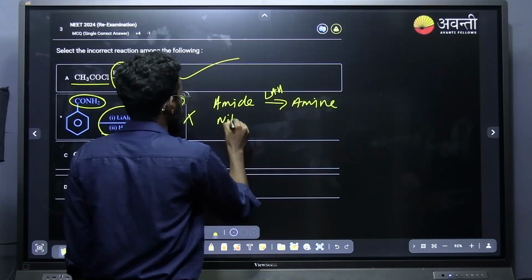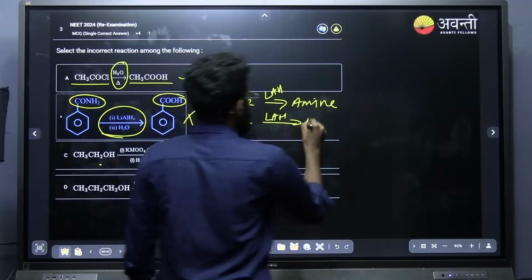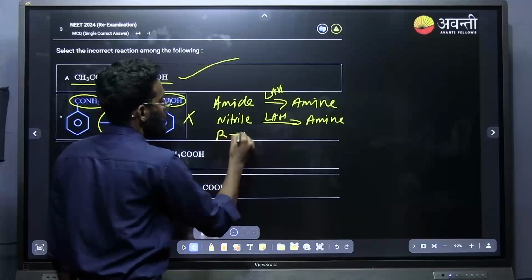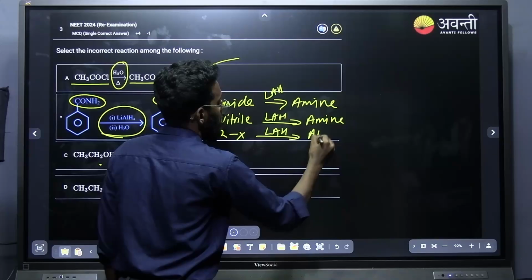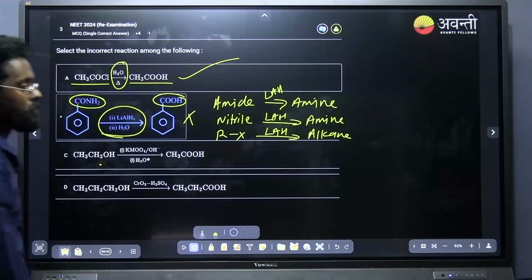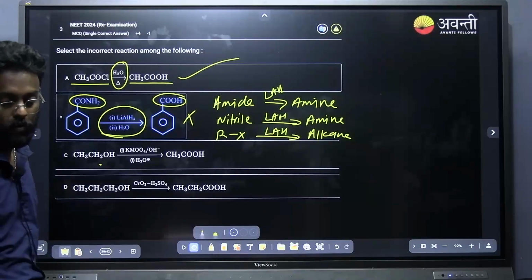Then nitrile also will be converted to amine by NaOH. Then alkyl halide with LAH is converted to alkane. Just note down a few more things. Already I have mentioned all these things in the mock paper discussion. You can go through that.